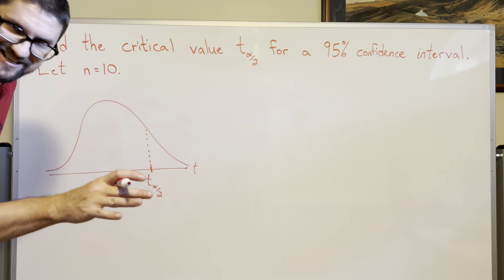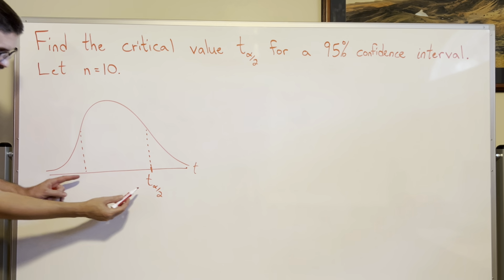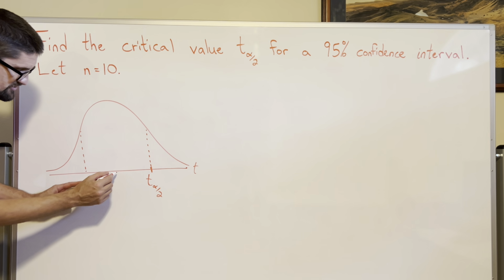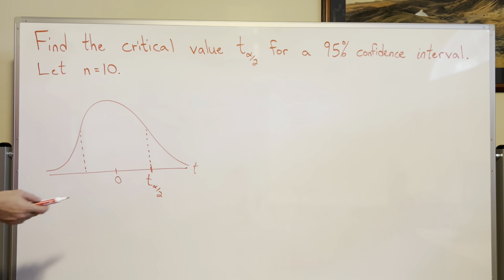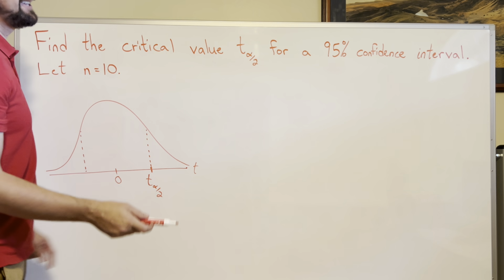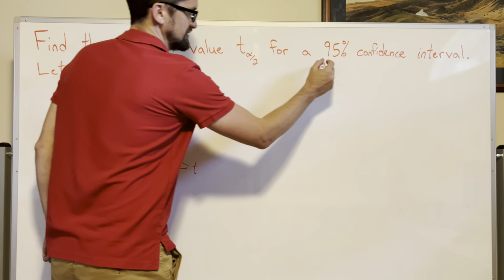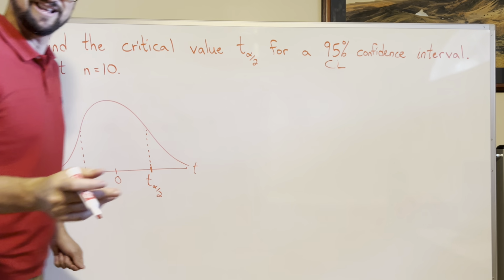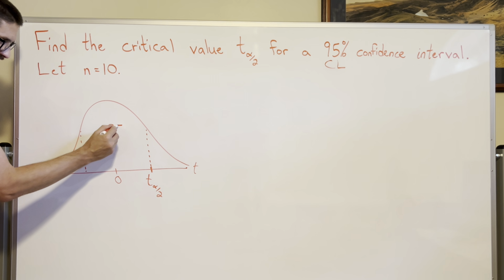Now it's a confidence interval, so these t values are going to be the same, just opposite signs. Remember, the middle is 0. That's the mean for the t distribution. The middle area is the confidence level, 95%. You're going to write that as 0.95.